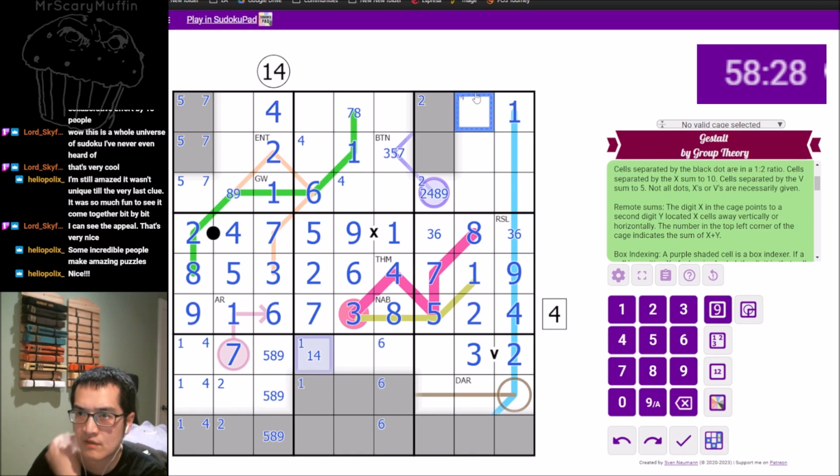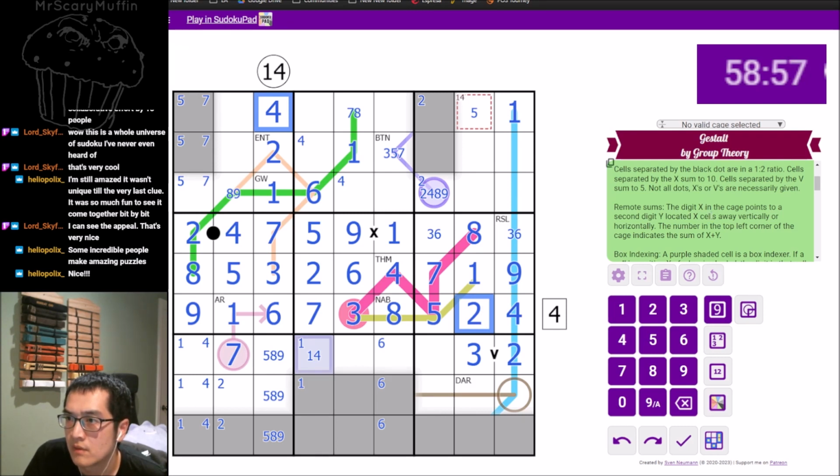So let's say 5. Okay, if this was a 5, then it's either going 1, 2, 3, 4, 5, pointing at this 4, or 1, 2, 3, 4, 5, or 2. So it's pointing at the 4 or the 2. And then the number indicates the sum of x plus y. So in this case, it wouldn't work. 5 plus 4 is 9, 5 plus 2 is 7, that doesn't add up to 14. Yeah, it's either or. So, okay, we know it's not 5.